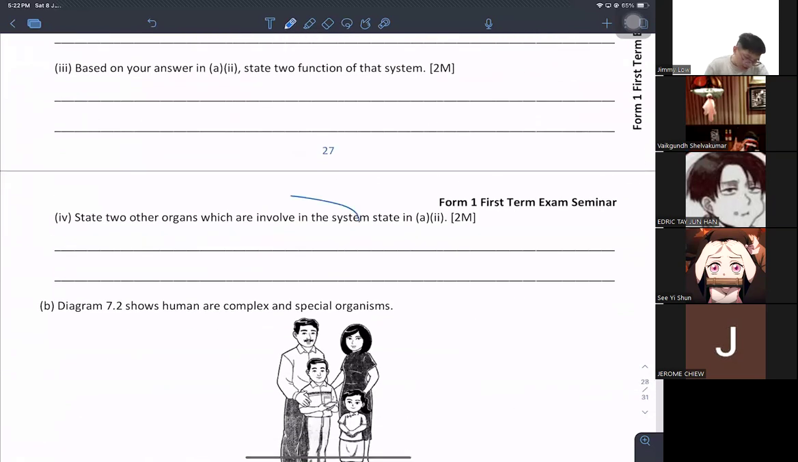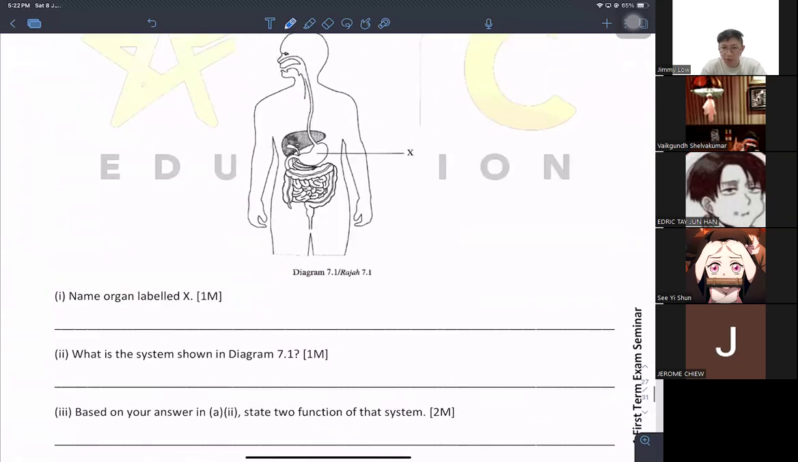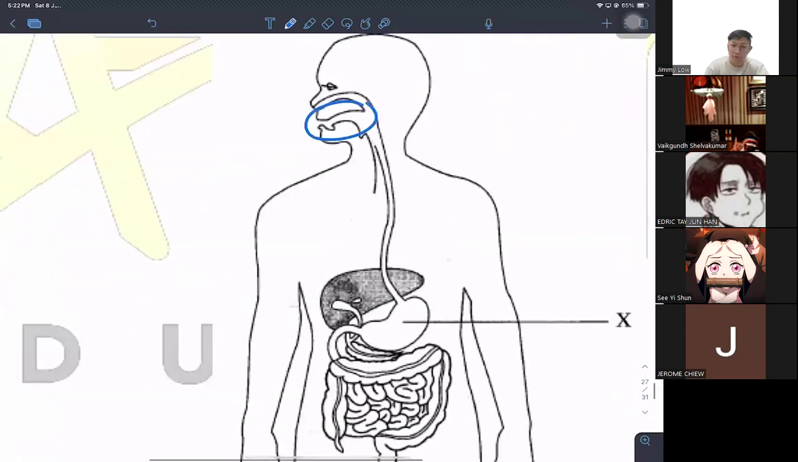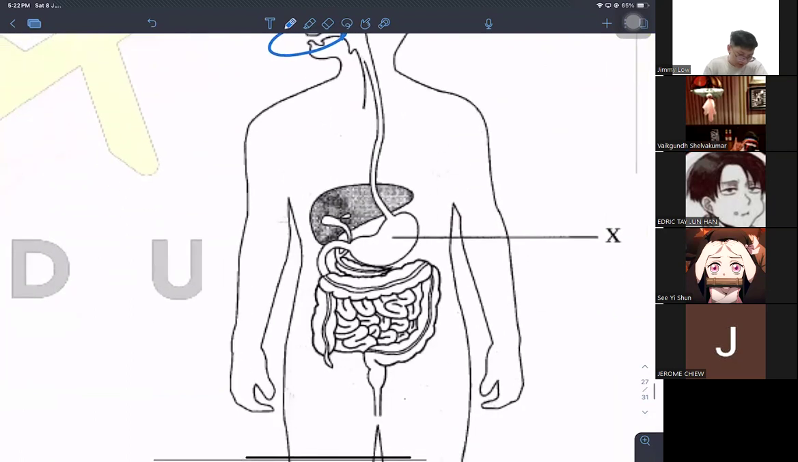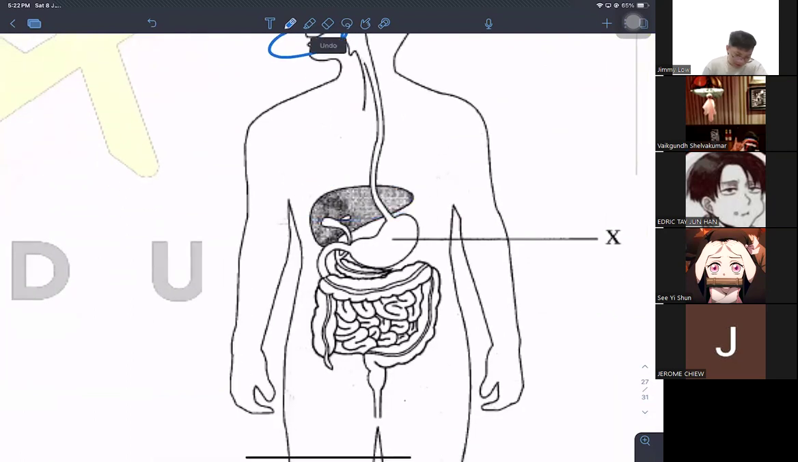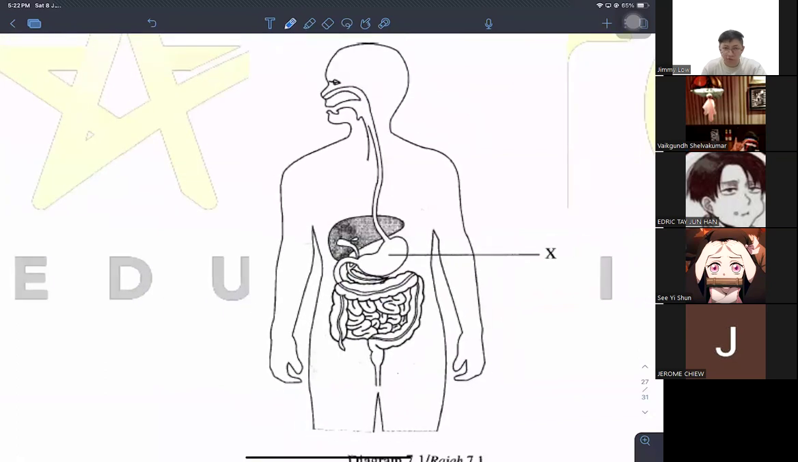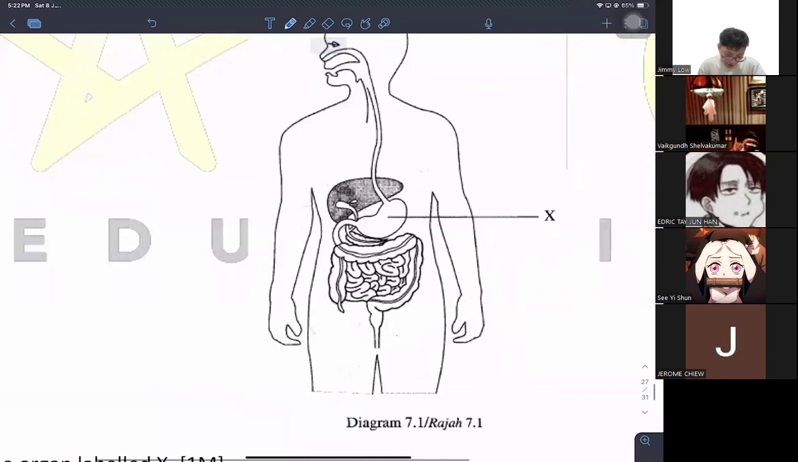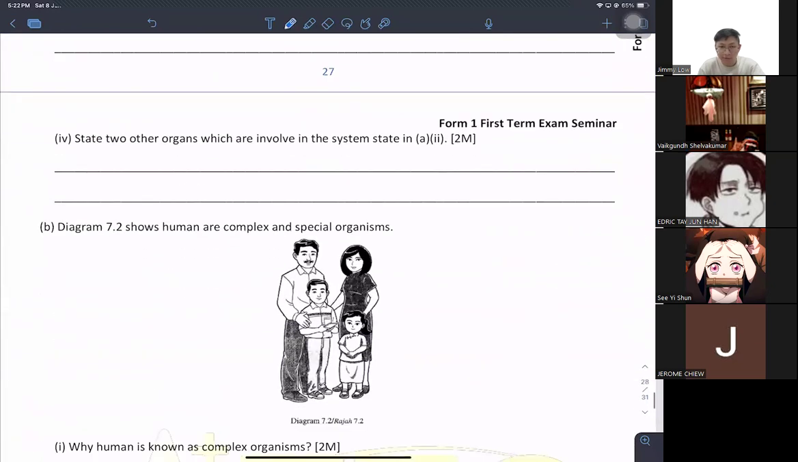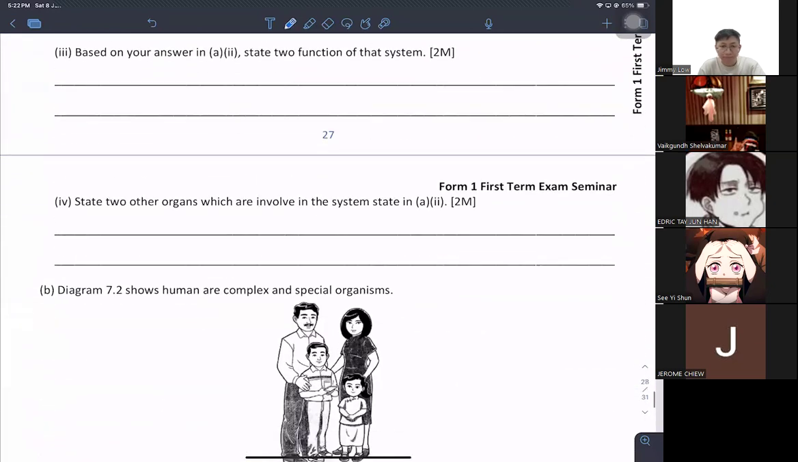So, 2 other organs. That's why I say try to recognize all the organs inside here. Mouth can be one of the organs. Pancreas, anus, large intestine, small intestine, pancreas. Just write whichever you feel is familiar. Mouth, definitely familiar, right? Your anus, definitely familiar. The liver, small intestine, large intestine, quite familiar, right? So just write.